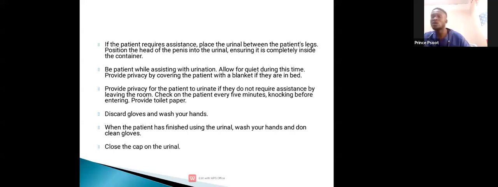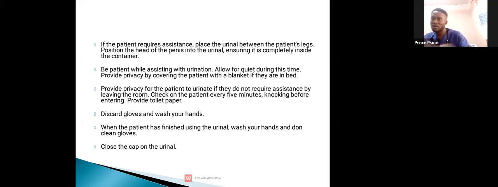Discard your gloves and wash your hands. When the patient has finished with the urinal, you wash your hands again and put on clean gloves. Then close the cap of the urinal.